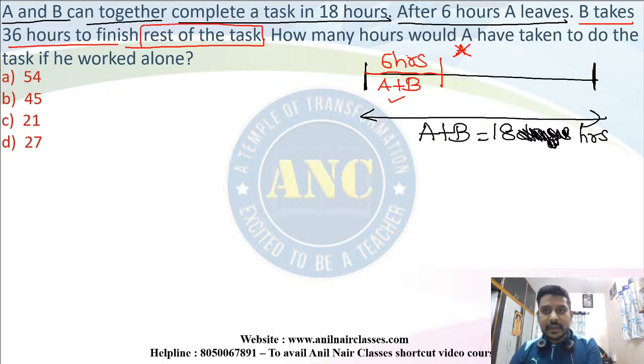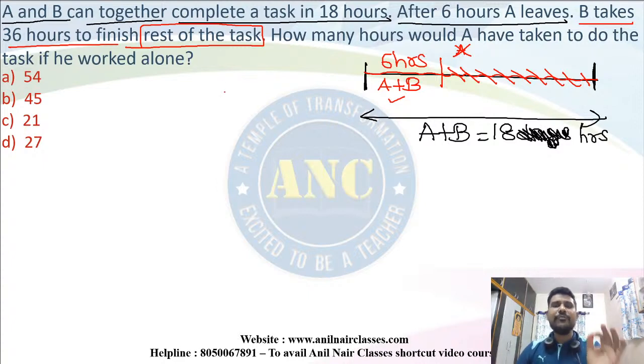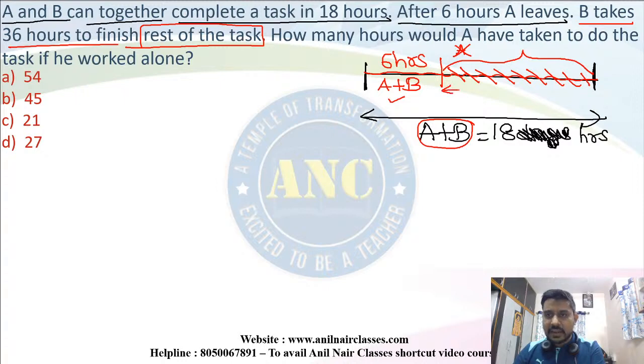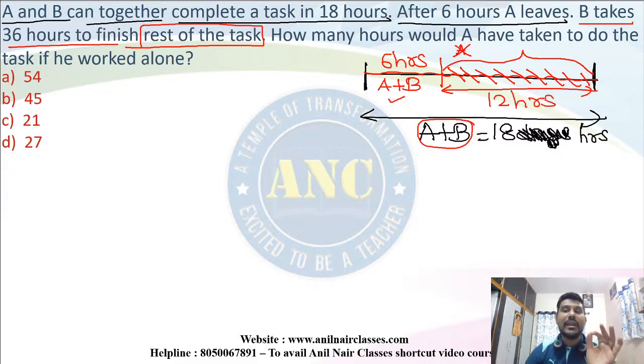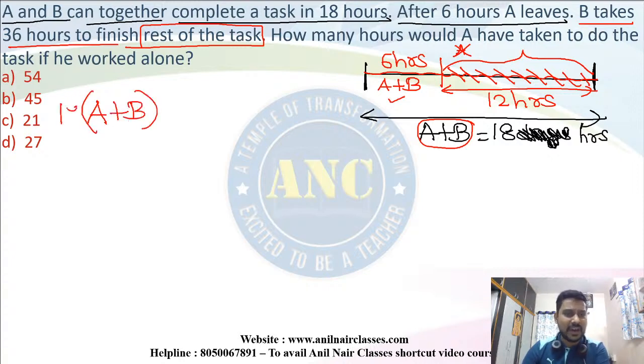So A left after 6 hours. So basically this portion is the remaining task right now, right? Now think logically. Suppose if A had not left the work. To complete this remaining work, they both would have taken another 12 hours only, right? Because already out of 18 hours, 6 hours they worked.